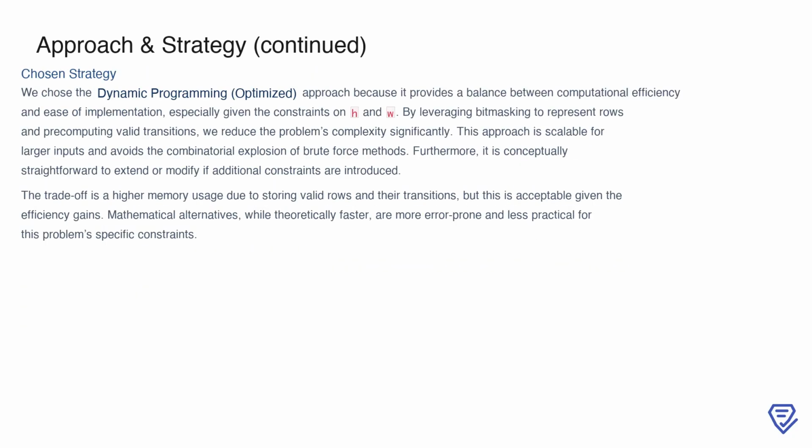We selected the optimized dynamic programming approach because it strikes a balance between efficiency and ease of implementation. By using bit masking to represent rows and pre-computing valid transitions, we significantly reduce computational complexity compared to brute force methods. This makes the approach well suited for larger inputs, where exponential growth would otherwise be a limiting factor. Additionally, this strategy is flexible and can be adapted to accommodate new constraints if needed.